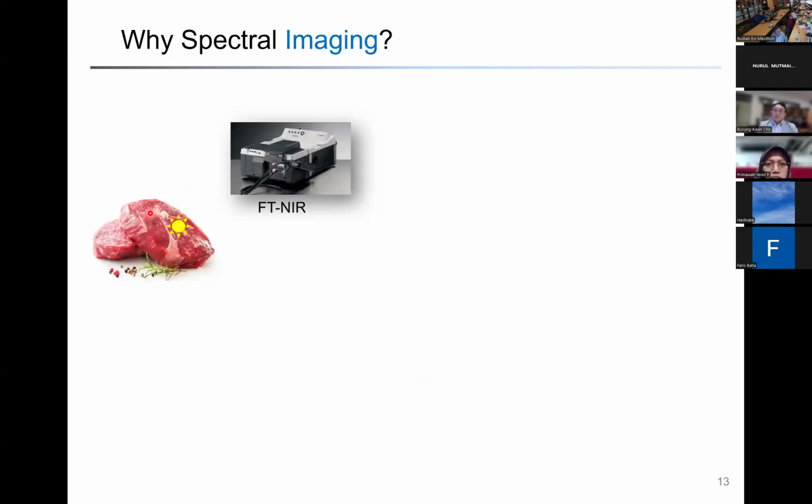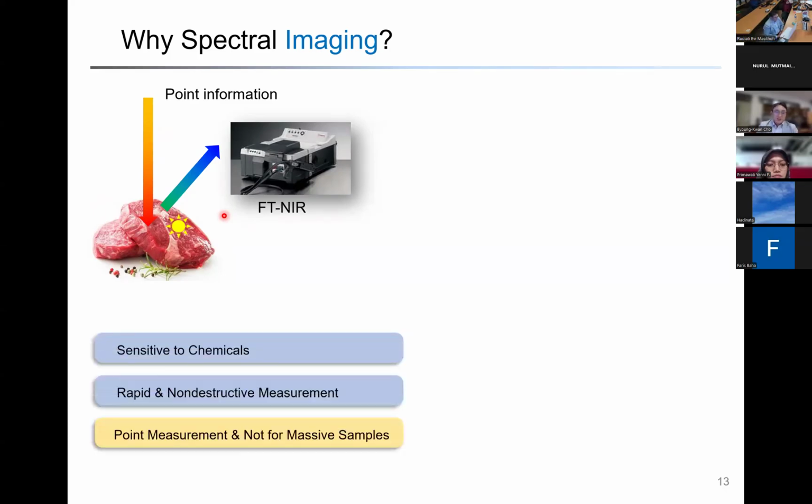So you can refer to this information to analyze your sample using spectral information. Okay, let's move on to spectral images. Why is spectral imaging necessary? When we look at these figures, when we look at the spectrum, mostly it's point information, a point measurement. When light is illuminated, we get information from just a small area. Yeah, it's good. It's sensitive to chemicals and also a rapid, even non-destructive measurement.